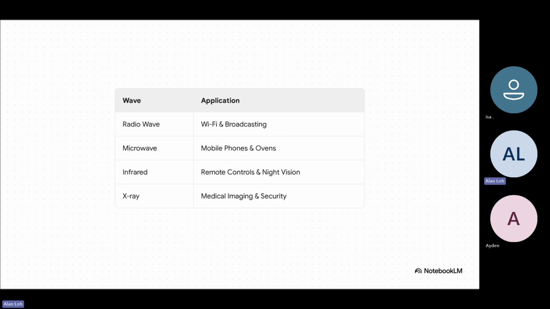Radio waves give us our Wi-Fi and broadcast TV. Microwaves cook our food and carry our cell phone calls. Infrared is in every remote control. X-rays let doctors see right inside us. I mean, our entire modern society is built on our ability to control these invisible waves.